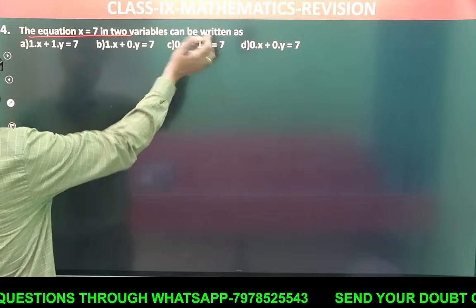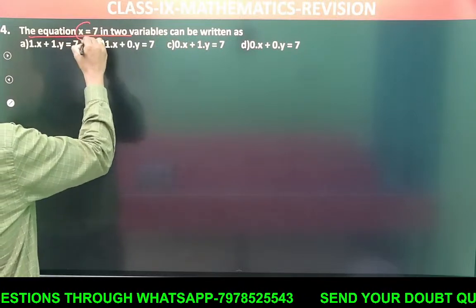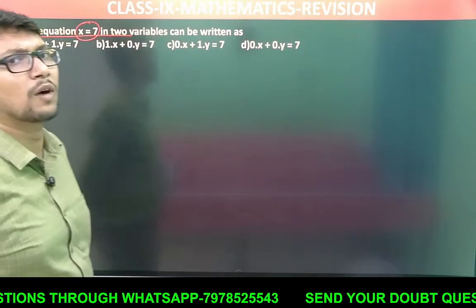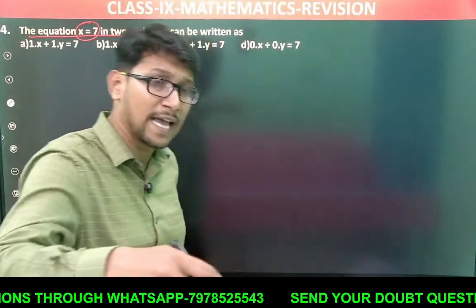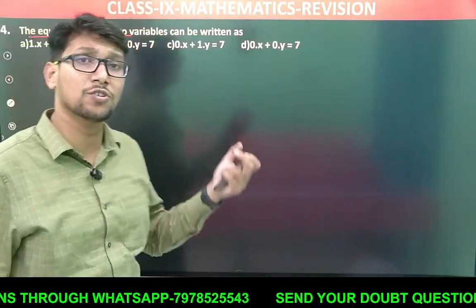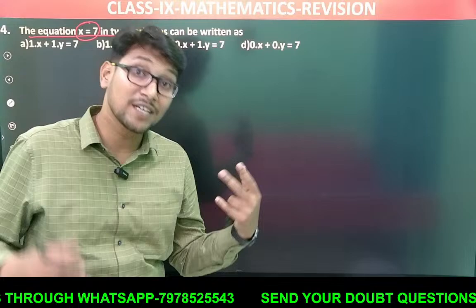The equation x equals 7 in two variables can be written as... x equals 7, actually, what is it? A linear equation in one variable. How can we write this as a linear equation in two variables?